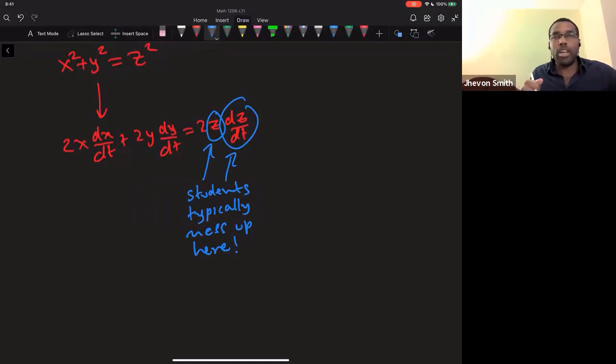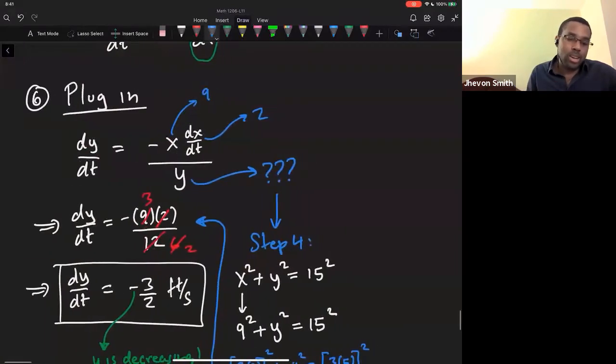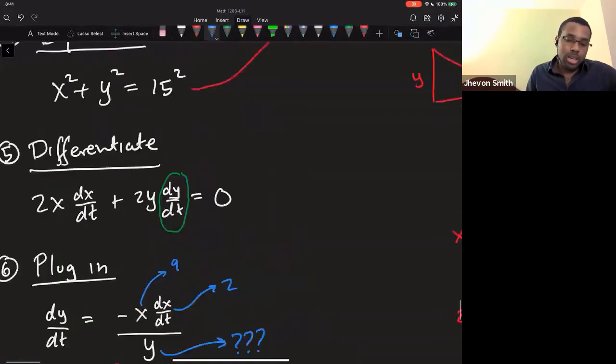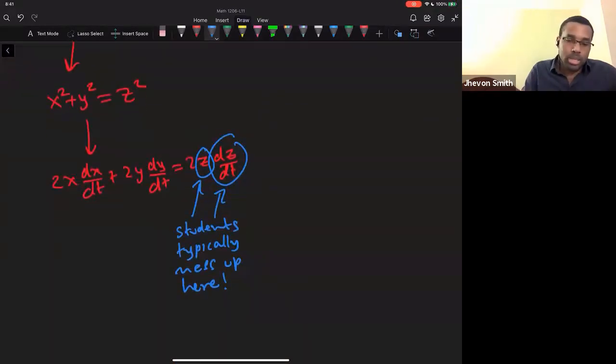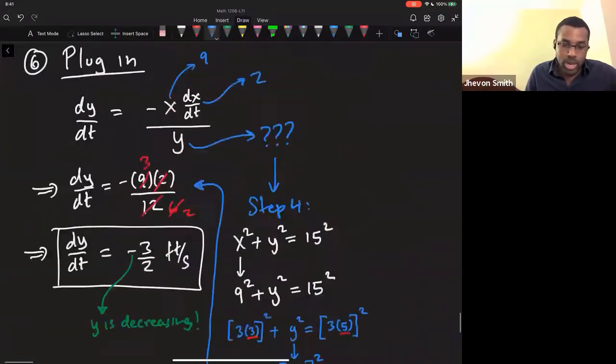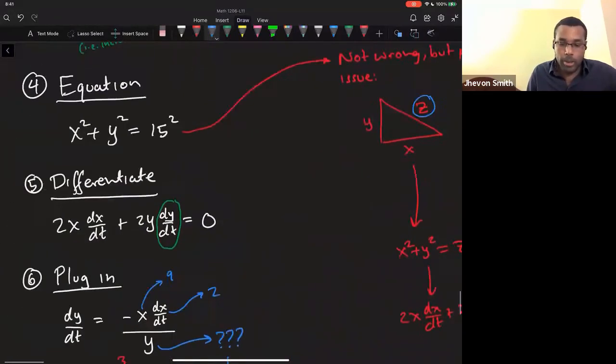technically, even if you got here, you should know how to handle it because Z is representing the ladder. The ladder is not changing, which means dz/dt is actually 0. So this whole side would wipe out and become 0, and you would get the equivalent of this, right?